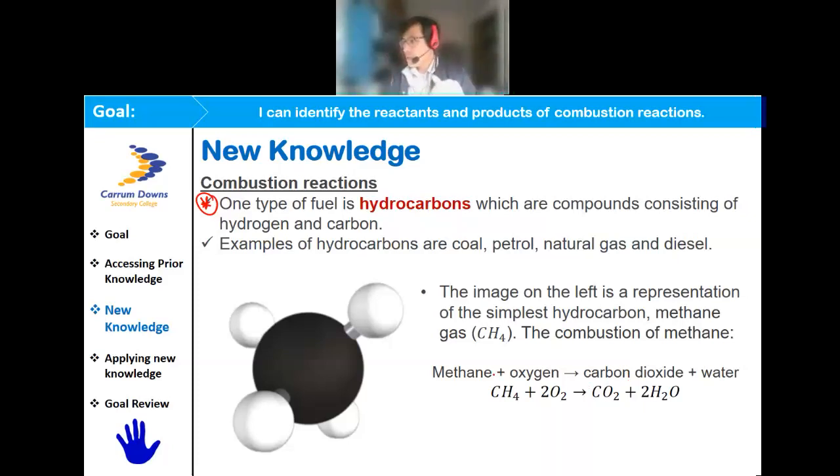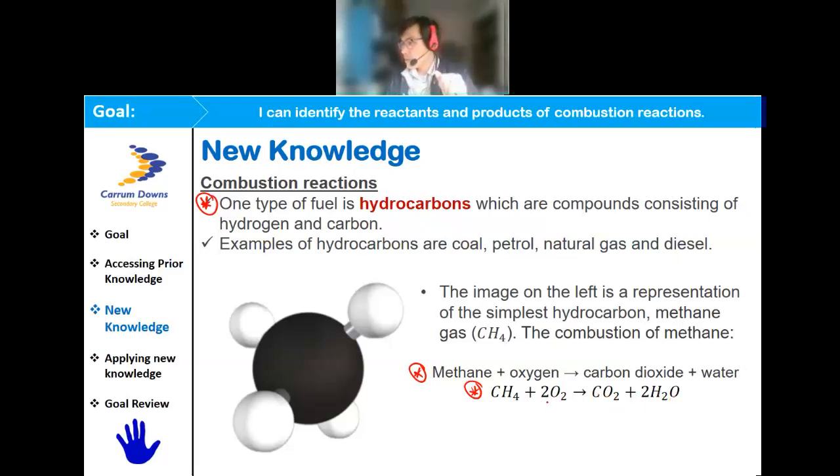Okay. So I would like you guys to at least know this word equation. Now, if you would like to extend yourself, then you can have a look at this one as well. Okay, so CH4, that's the chemical formula for methane, plus oxygen, so O2, gives you CO2 and H2O.